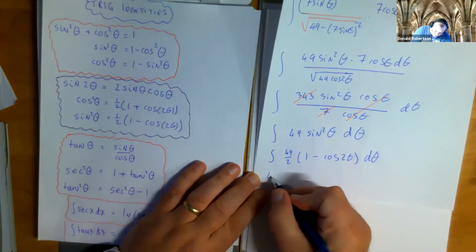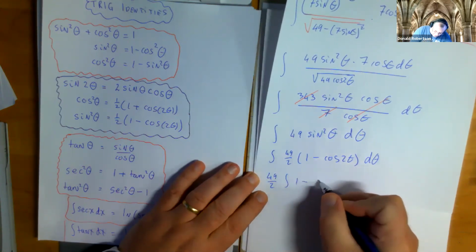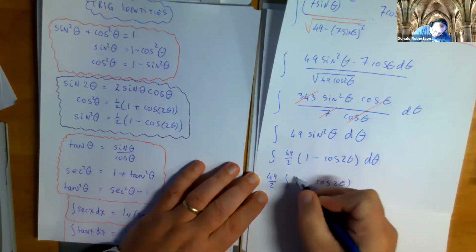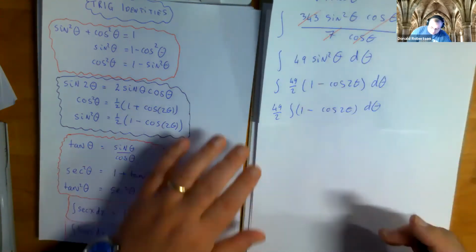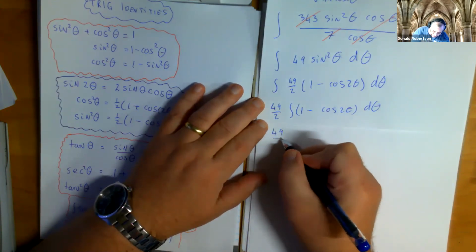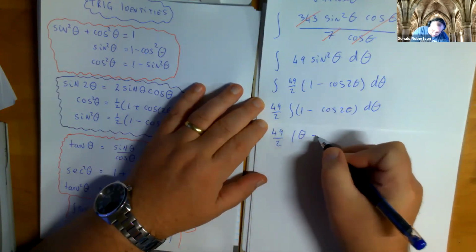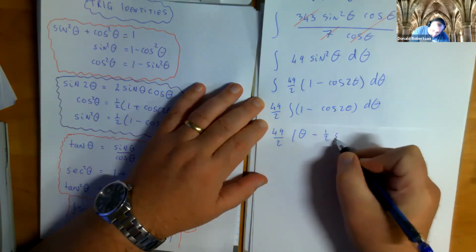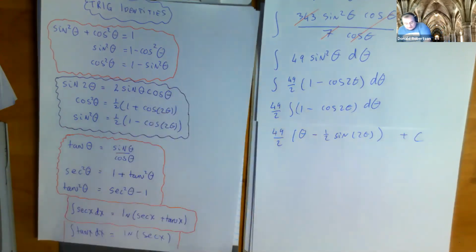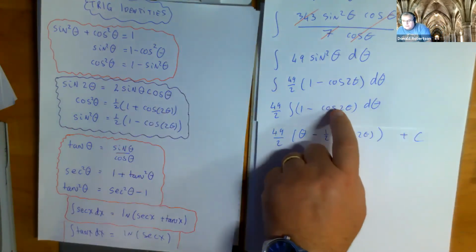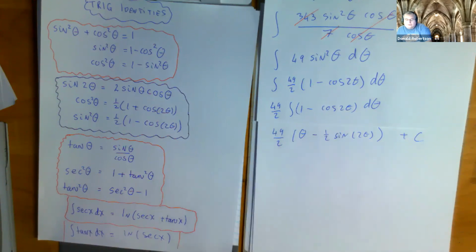Okay, why don't I pull out the 49 and just call this guy that. I should be able to integrate it. 1 gets me theta. Is it okay to write that down? Are you happy with where the -1/2 sine 2 theta came from, which is the antiderivative of cosine 2 theta? Are we good with that?